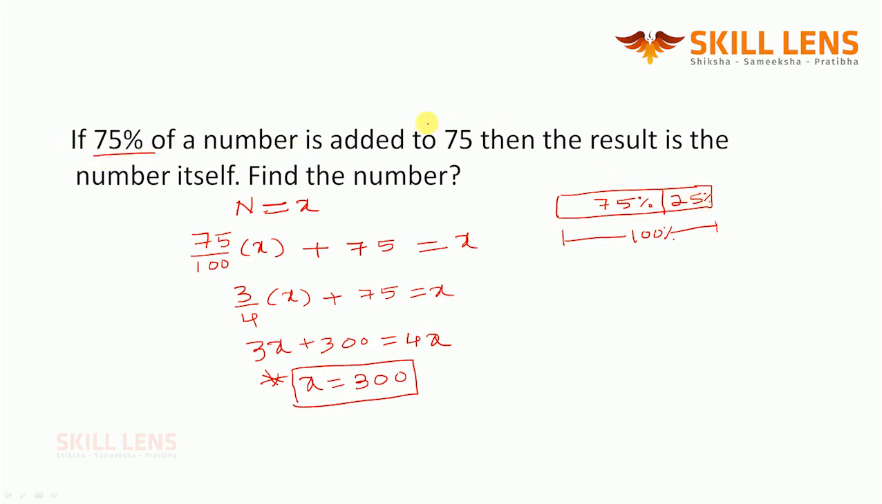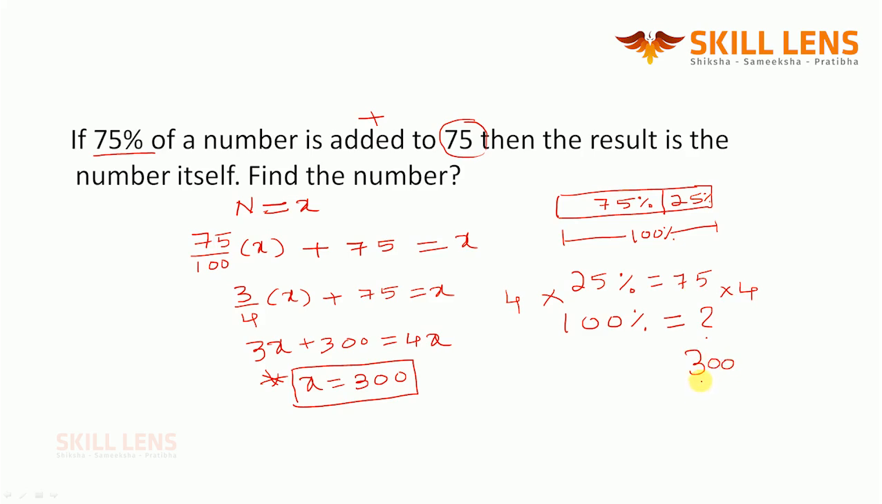75% of a number is added to 75, which means the extra 25% value is only 75, no? Yeah, 25% equals 75, then 100% equals how much? 25 is becoming 100 if I multiply with 4. LHS multiplied with 4, then RHS is also multiplied with 4. Then 75 times 4 is what?